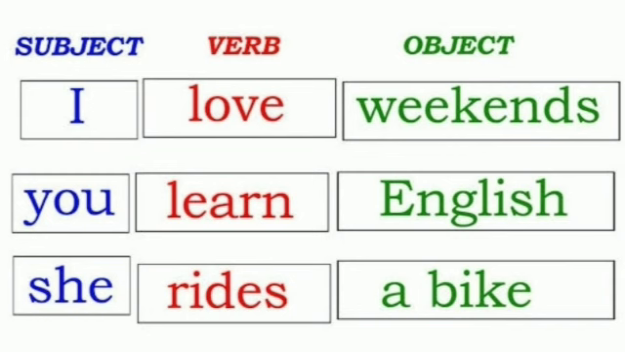Now we'll see some examples of subject, verb, and object. I love weekends. Here I is a subject, love is a verb, and weekends is object. You learn English. You is a subject, learn is a verb, English is the object. She rides a bike. Here she is a subject, rides is verb, and bike is an object. So here we learn subject, verb, object.